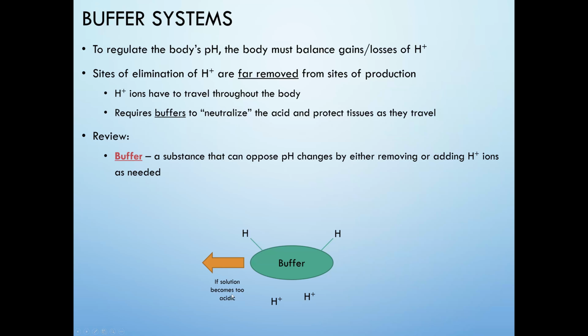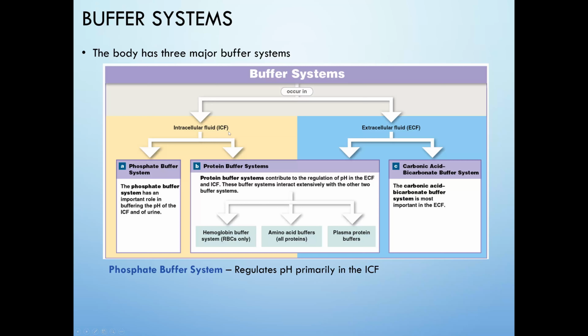So the body has 3 major buffering systems, and we're going to look at these in more detail, but here's an overview. The phosphate buffer system is going to regulate pH primarily in the ICF, or the intracellular fluid. The bicarbonate carbonic acid buffer system is going to regulate pH primarily in the ECF, or extracellular fluid. And then we have protein buffer systems, which can regulate pH in both the ICF and the ECF.